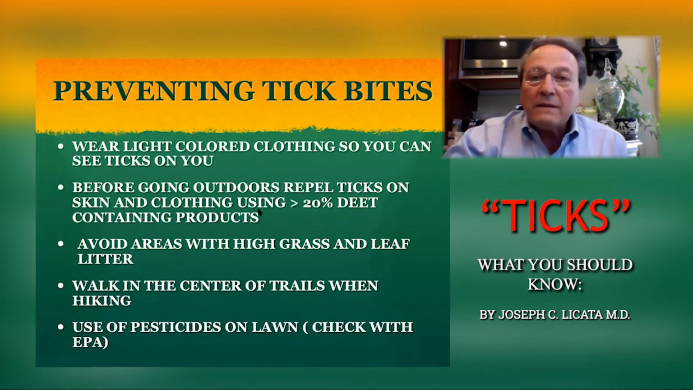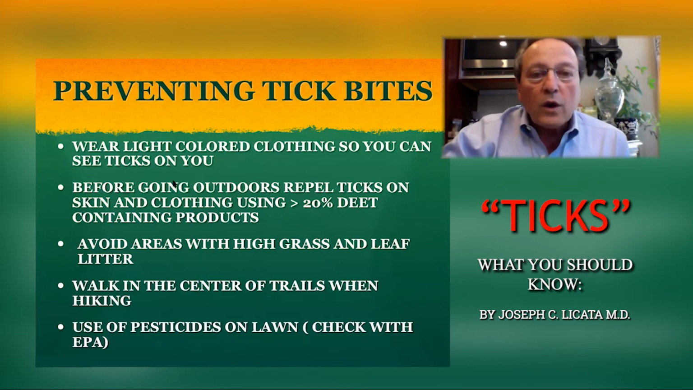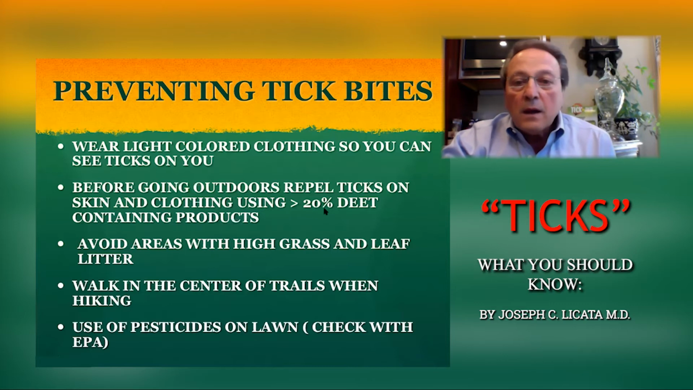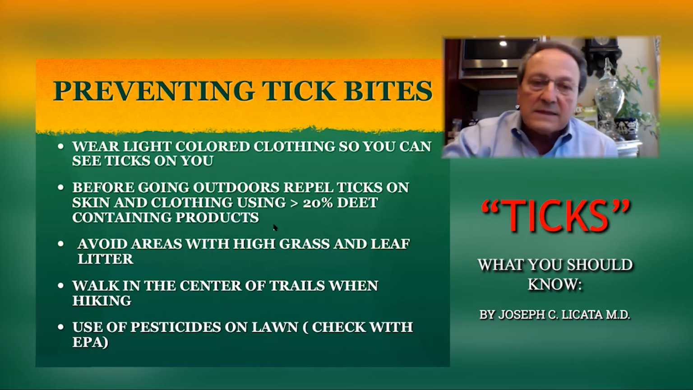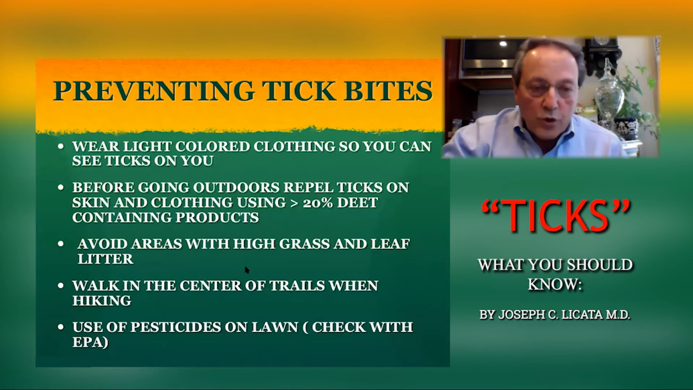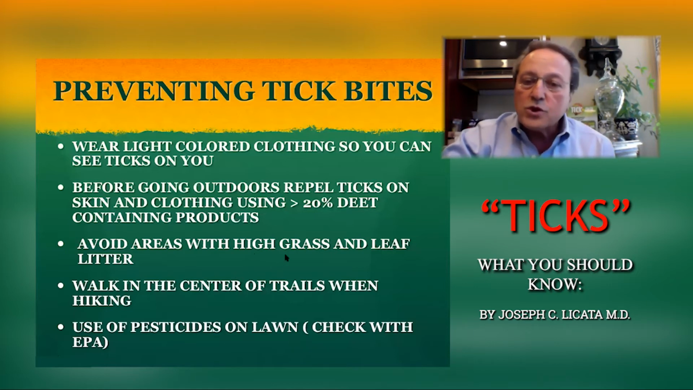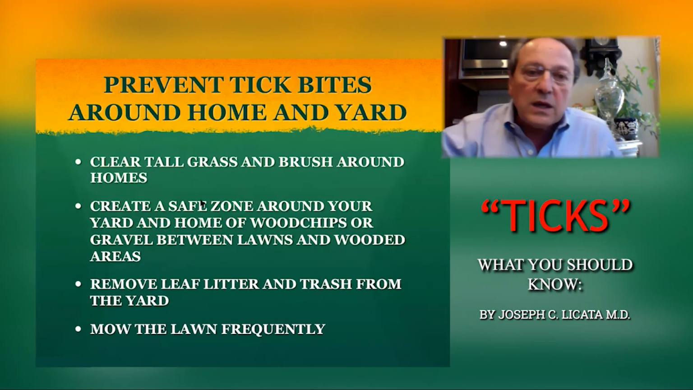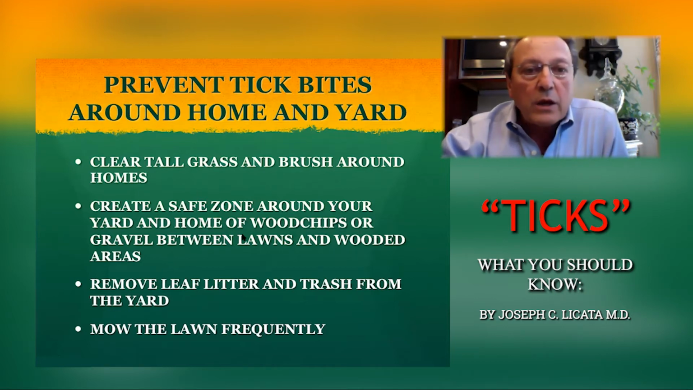So how can you prevent tick bites? Well, you can wear light-colored clothing so that you can see ticks on you when you're outdoors. And before going outdoors, you can repel ticks by putting tick repellent that contains DEET on your skin and clothing. You can avoid areas with high grass and leaf litter. And if you're hiking, you can walk in the center of the trails. You can also, at home, in your yard, use certain pesticides, but you should check with the EPA as to which ones are approved for use in your home and the yard area.